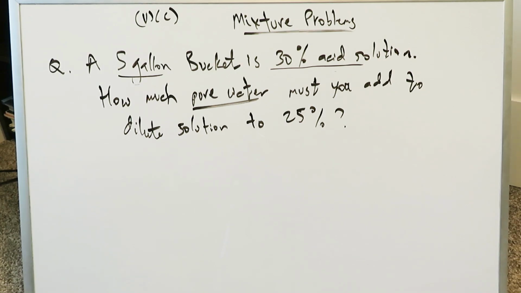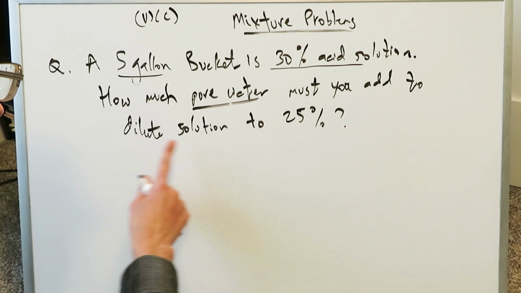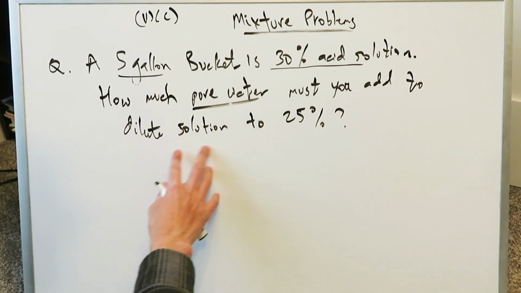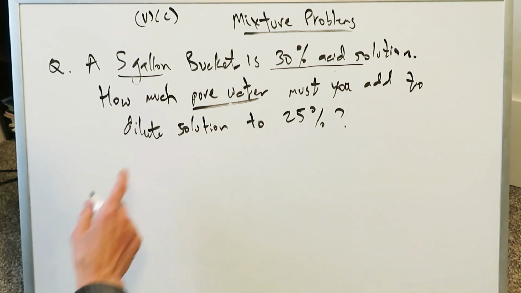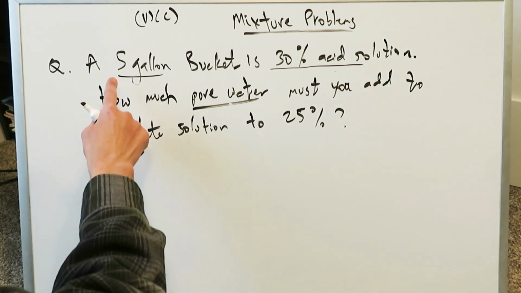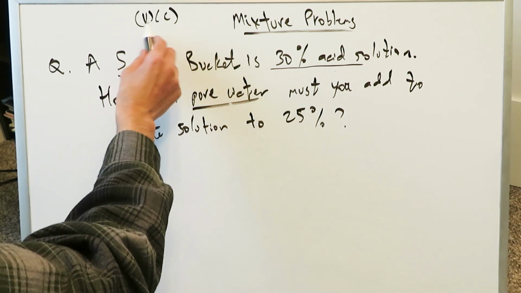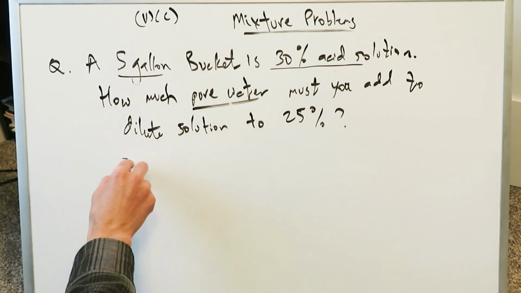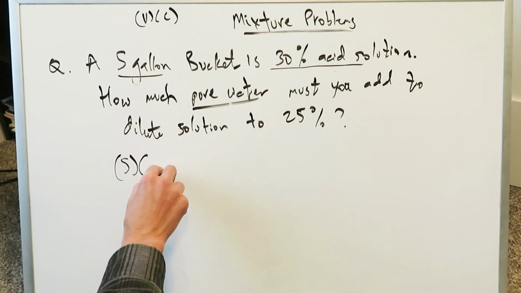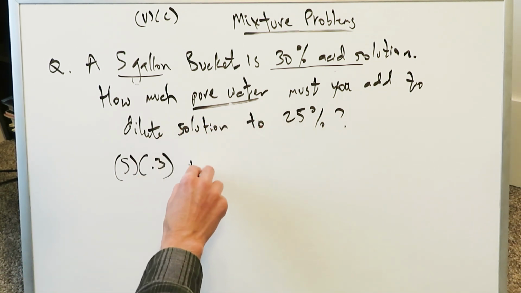Let's look at the second question. We have a 5-gallon bucket which is 30% acid solution. How much pure water must you add to that bucket of solution to make it 25%, to dilute it? It's not a very hard question. Again, as you read it is how you write it. A 5-gallon bucket is 30% acid solution. It's always volume times concentration. We can do volume times concentration, 0.3, because 30% is 0.3.